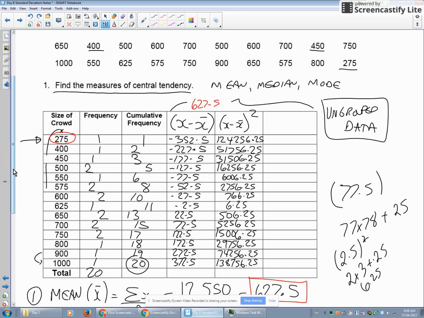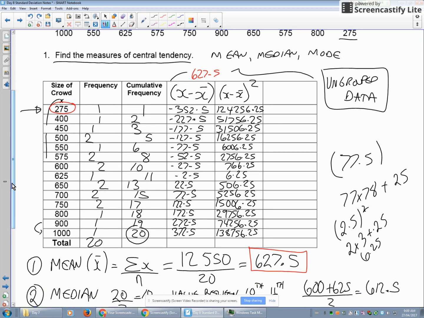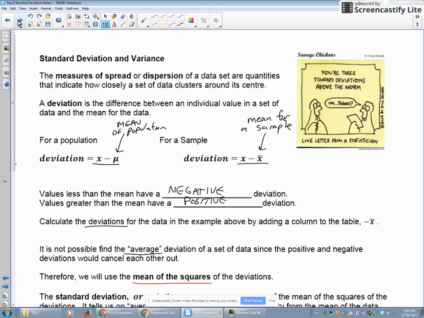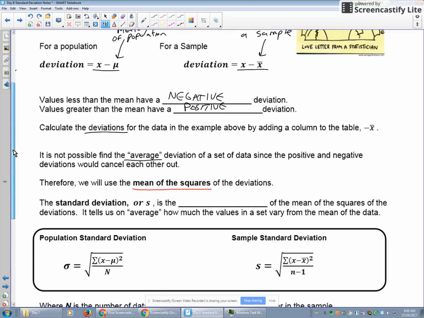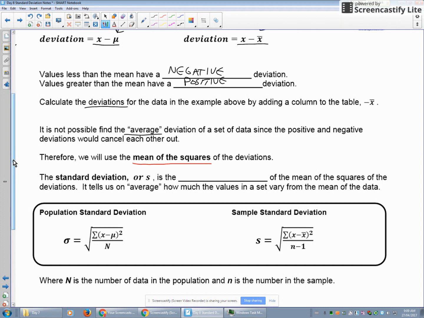All right, so at this point, what we've done is we've now filled in our entire chart with the square of the deviations. We'll come back to our note. So therefore, we will use the mean of the squares of the deviation. So that's what we just filled in our chart.